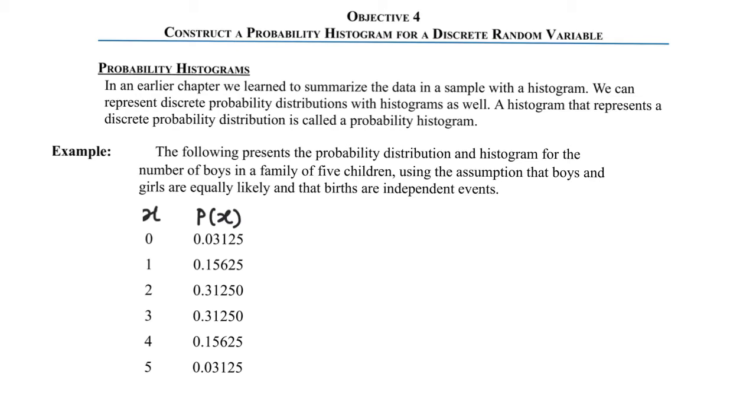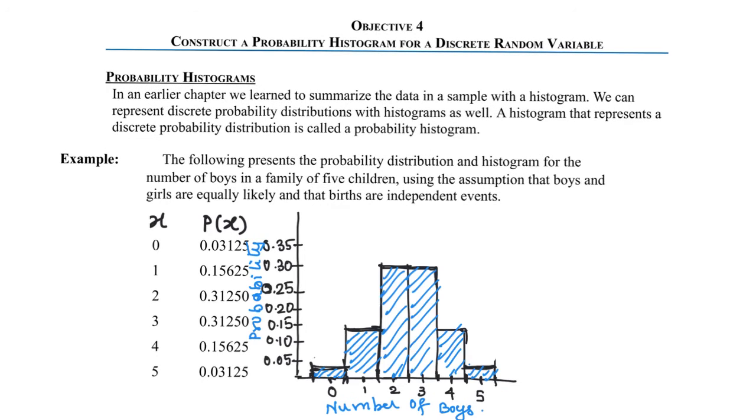Objective 4. Construct a probability histogram for a discrete random variable. A probability histogram is like a histogram for a population. The height of each rectangle in a probability histogram tells us how frequently the value appears in the population. Each rectangle height equals the probability of that value. So this diagram represents a probability histogram for the distribution in the table given on the left side.